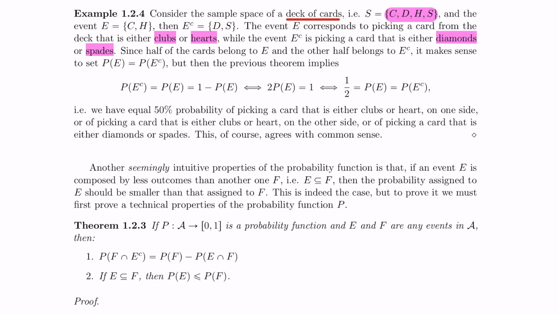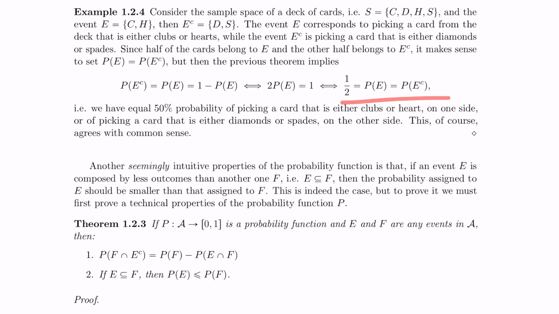Now, using what we have just learned, we have that P of E complementary is 1 minus P of E, but it is also P of E. By considering just this equation here, we have that 2P of E must be equal to 1, that is, P of E must be equal to 1/2, which is also the value of P applied to the complementary of E.